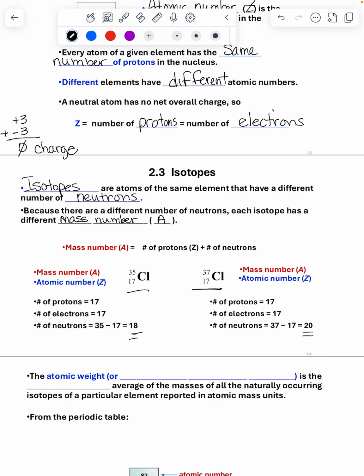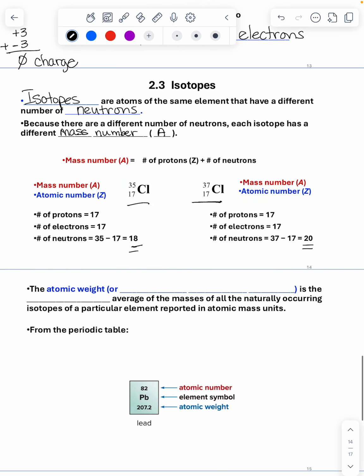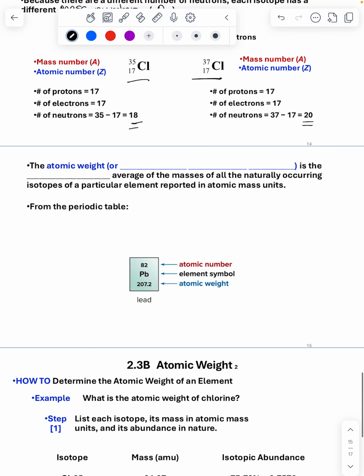On the periodic table, we not only see the symbol and the atomic number, but directly under that is something called the atomic weight, or I like to refer to it as the average atomic mass. The average atomic mass. This number is a weighted average of all of the naturally occurring isotopes of that particular element.